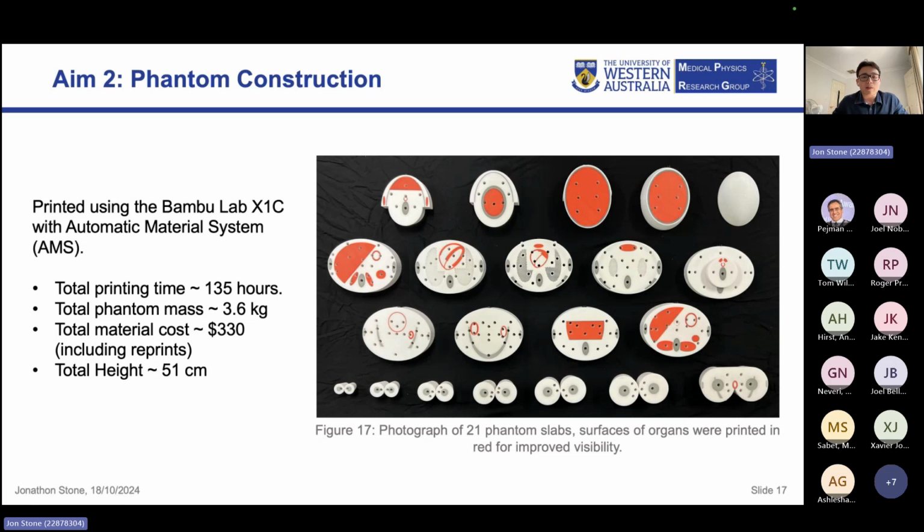These were printed on the Bambu Lab X1 Carbon with automatic material system and gave us a total printing time of about 135 hours, with a total phantom mass of 3.6 kilos and a total material cost, including reprints, of about $330. The total height of the phantom was 51 centimeters as well.